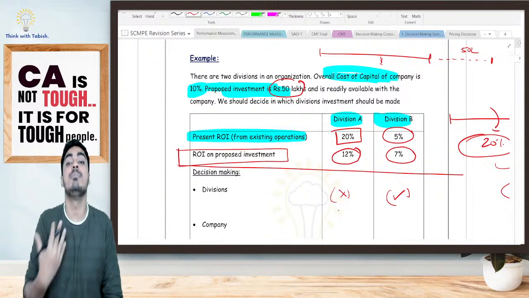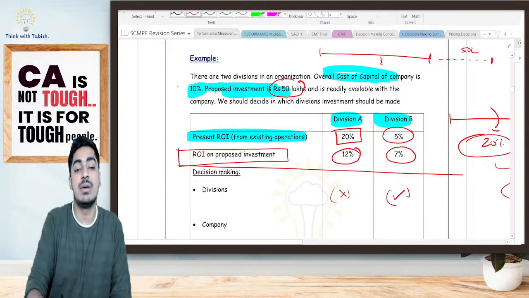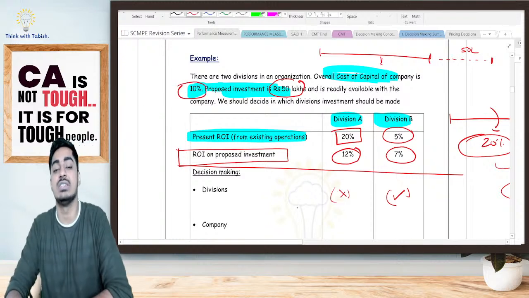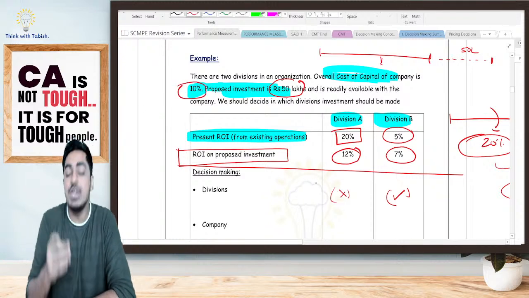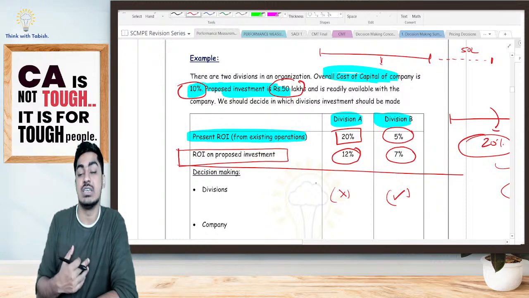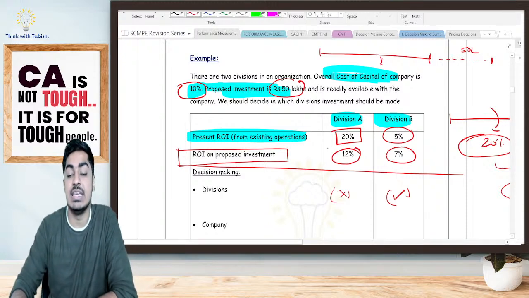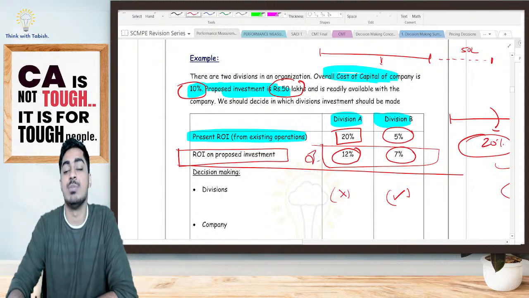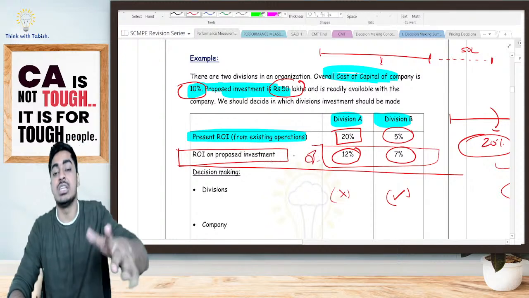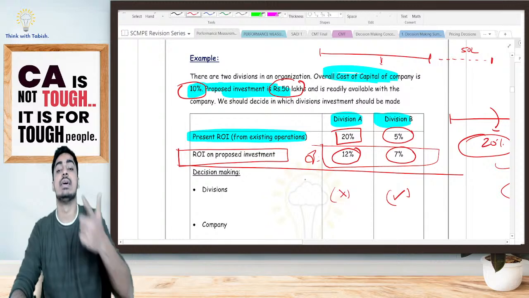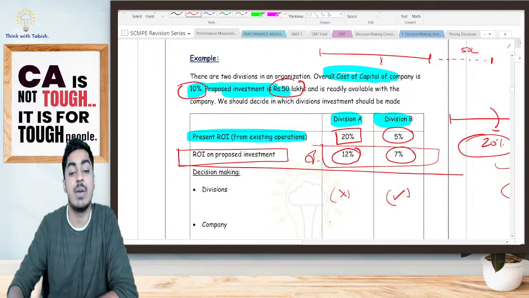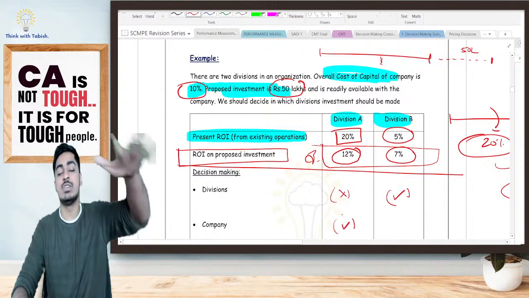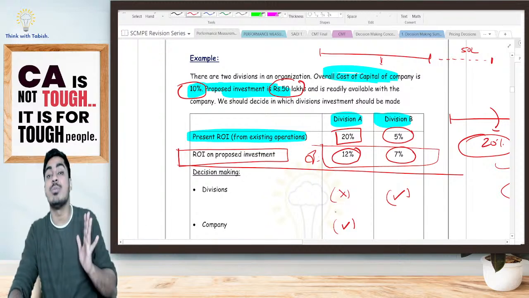However, think from the company's perspective. What is the company telling? Is the company interested? What does the company want? The company wants a bare minimum of 10%, because that is the cost of capital for the company. That means, ideally, to whom does the company want to pay the amount? The company wants to pay the amount to division A, because division A is giving me the highest return on 50 lakh, point number one. Second, it is also recovering the cost of capital. So the company wants to give to division A, but the division A manager is saying, no, I don't want the amount.